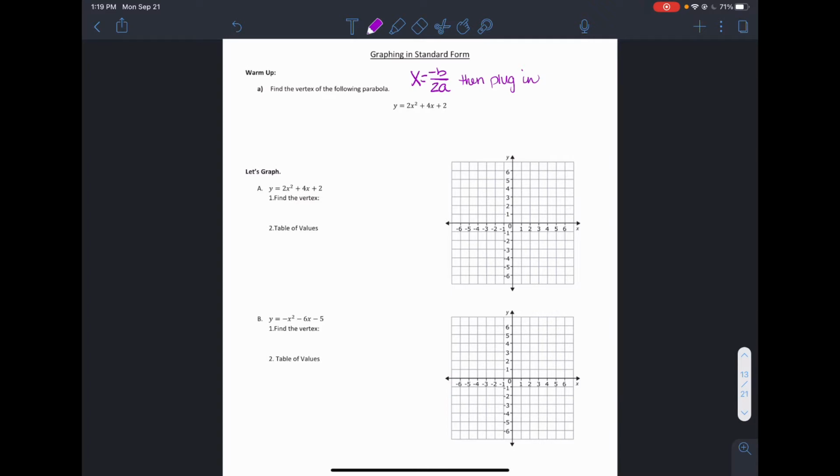Now, what I would like to remind you is that standard form is y equals ax squared plus bx plus c. I would also like to remind you that we always want to find the vertex first. That's the first thing we want to do. I'll show you why in a second. So let's just use this equation real quick.